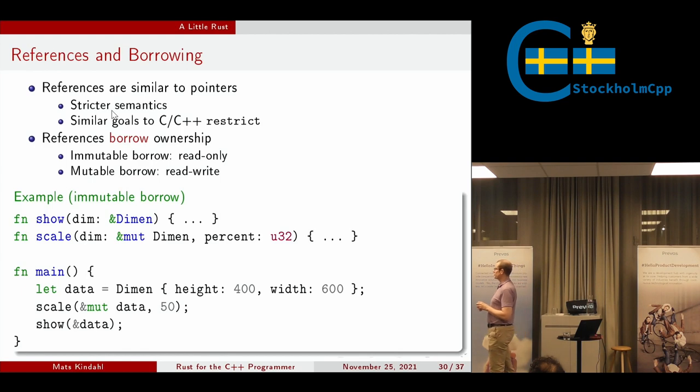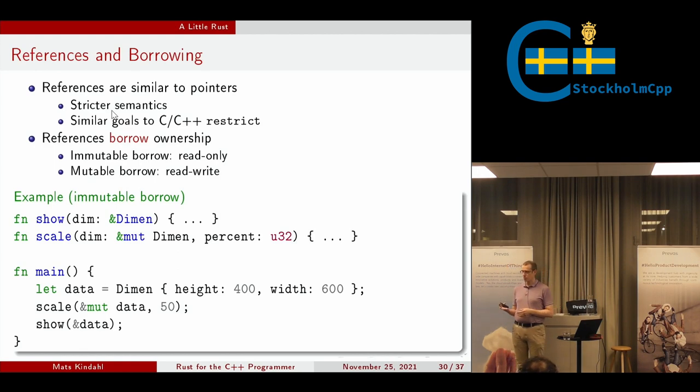And for this, you have references. References are similar to pointers, but not exactly the same, and there are some semantic differences. There are pointers as well, but they are considered unsafe. Pointers just contain an address. A reference is more like a temporary handle to something. When you are taking a reference, you are borrowing access to it. So this is called a borrow.